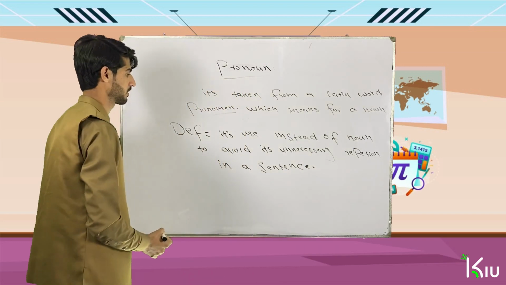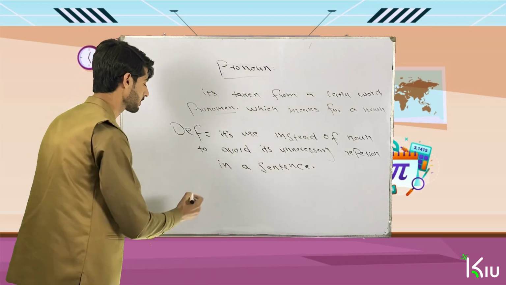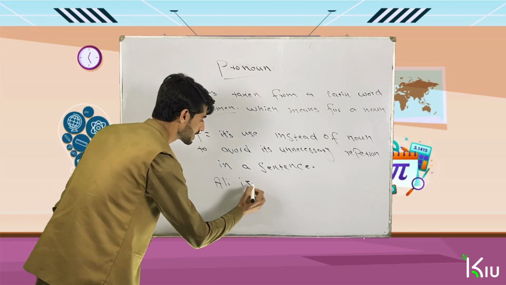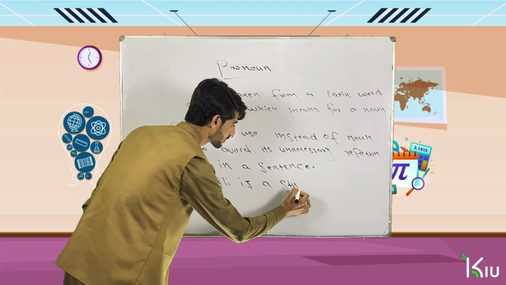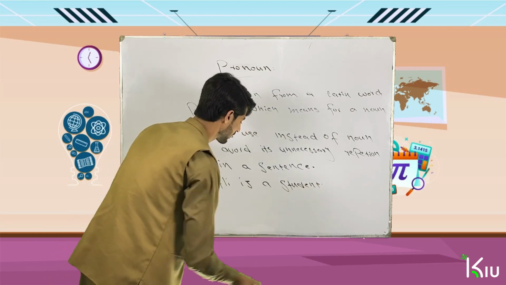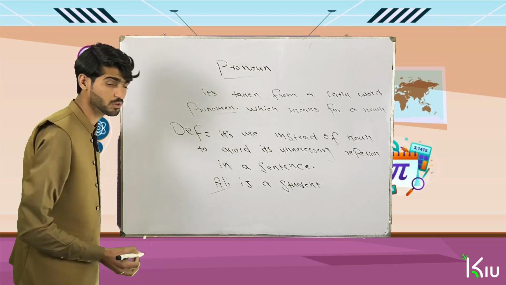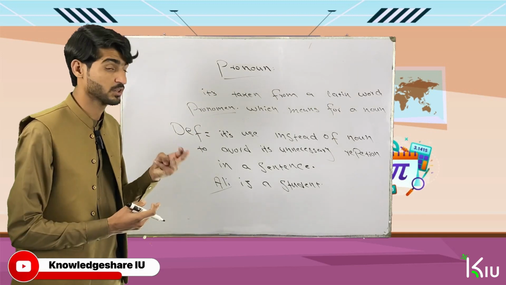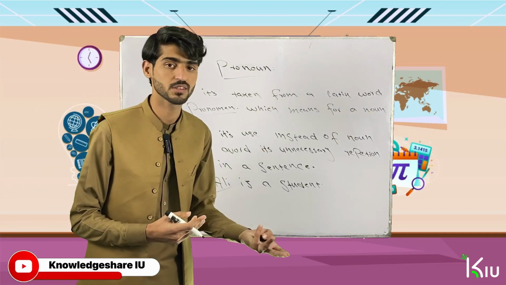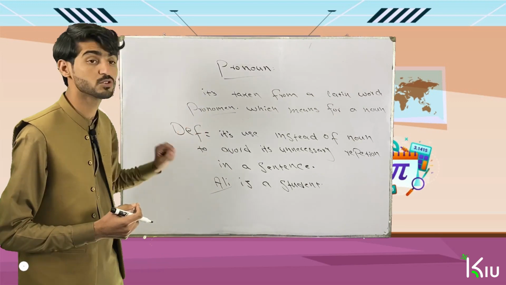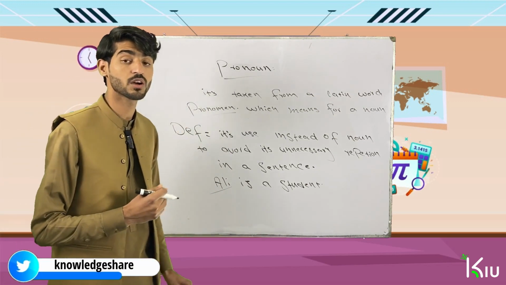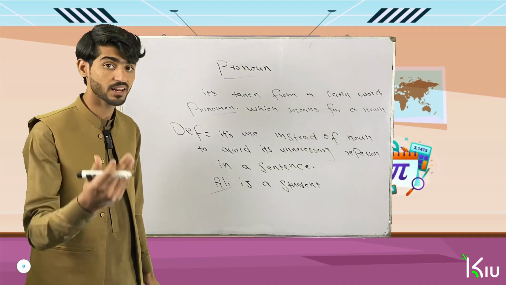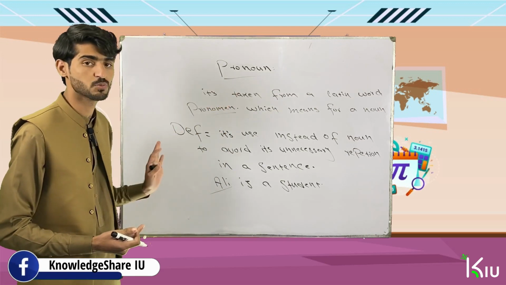For example, first of all, I'll use a noun, okay? Ali is a student. In this sentence, Ali is a noun. So now I don't want to repeat this noun again and again, okay? We cannot repeat in every single sentence a noun. So for that, we will use pronoun. Why? Because we want to avoid its unnecessary repetition. There is no need to repeat this noun again and again in other sentences. So for that, we will use pronoun.